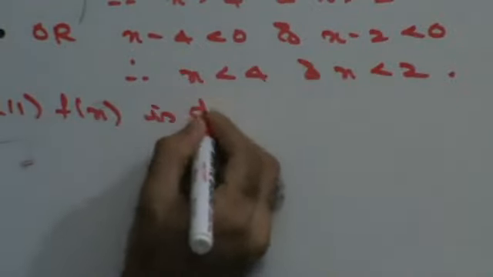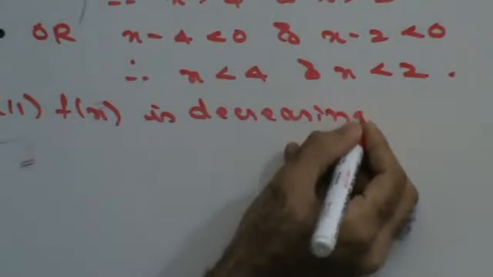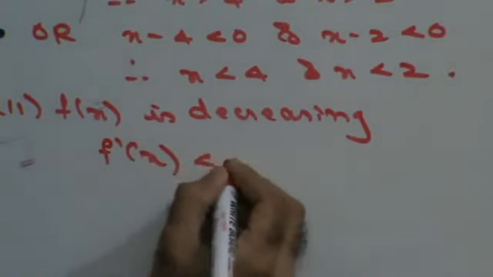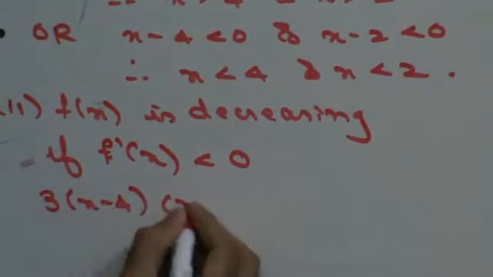Second part of the question, f of x is decreasing. When is a function decreasing? A function is decreasing if its first order derivative is less than 0. Right? First order derivative 3 times x minus 4, x minus 2 is less than 0. Take 3 on the other side, so x minus 4, x minus 2 is less than 0. When will the product of two numbers be less than 0? When one is positive and the other is negative.